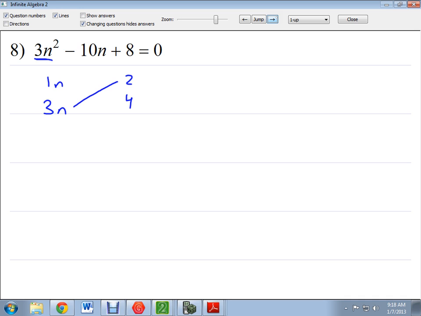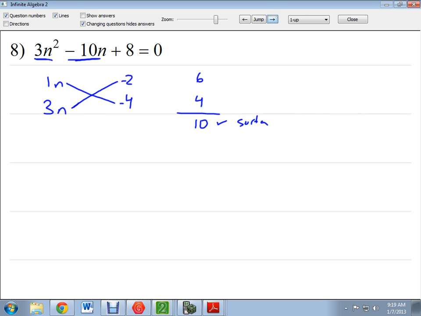So 3 times 2 is equal to 6. 1 times 4 is equal to 4. And 6 plus 4 is equal to 10. Now, I did need a 10, so that's sort of right. But I don't need exactly a 10, I need a negative 10. So I'm going to try it again, because not only could I multiply 2 times 4 to get positive 8, but I could also multiply negative 2 times negative 4, and that would also get me a positive 8.